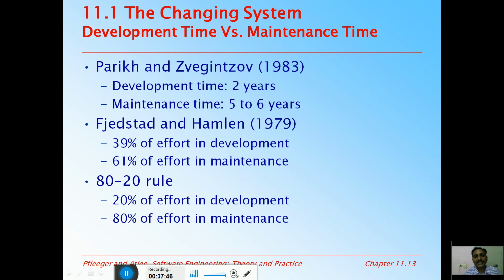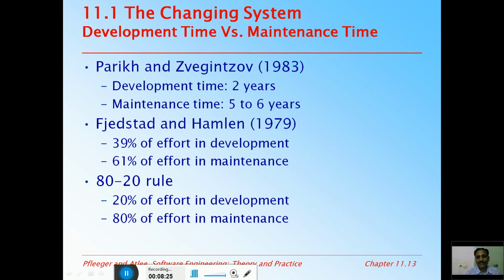They noted what amount of effort is required for development and maintenance time. Parikh and Zhao said that development time requires 2 years and the maintenance time is 5 to 6 years. So you can observe that 5 to 6 years is more than the development time. The next author specified it in percentages: 39% of effort in development and 61% in maintenance. So you can notice that more than 50% of the effort is required for maintenance.